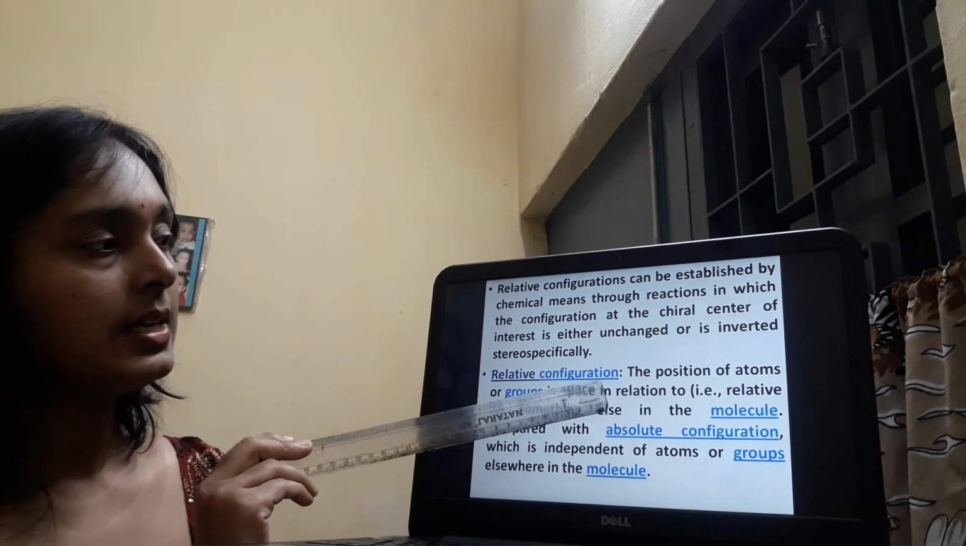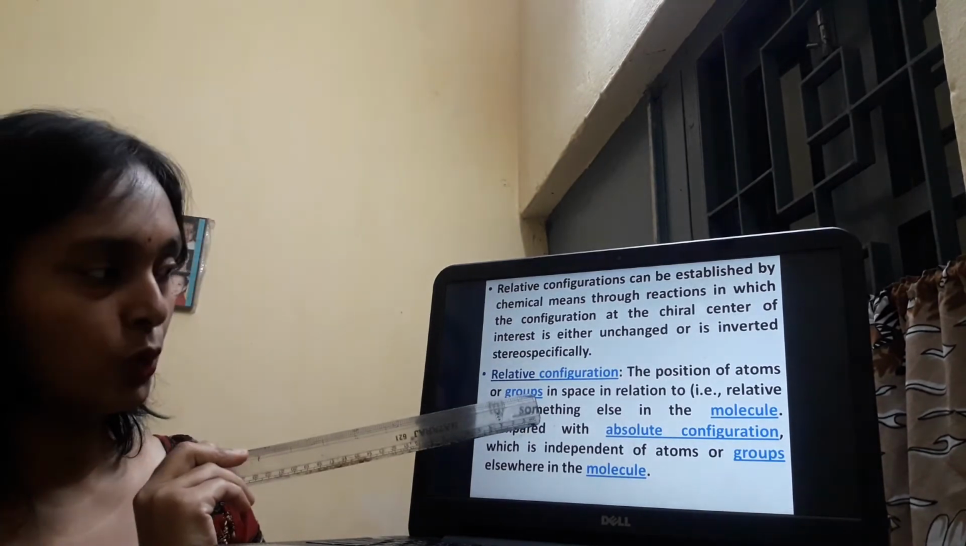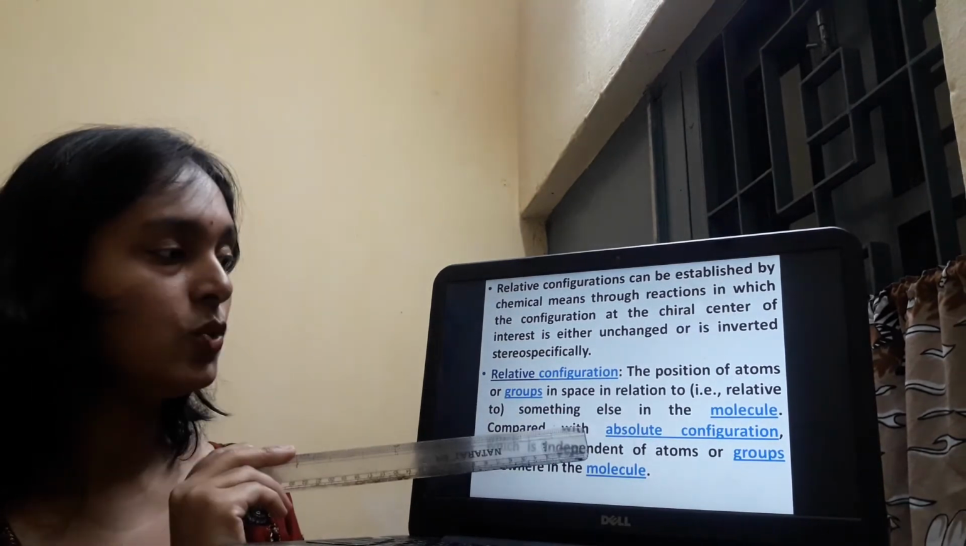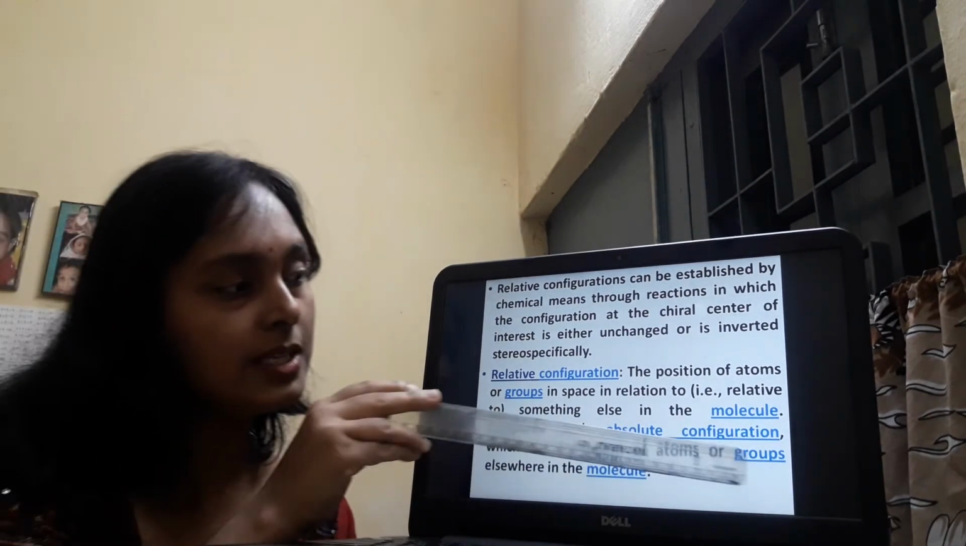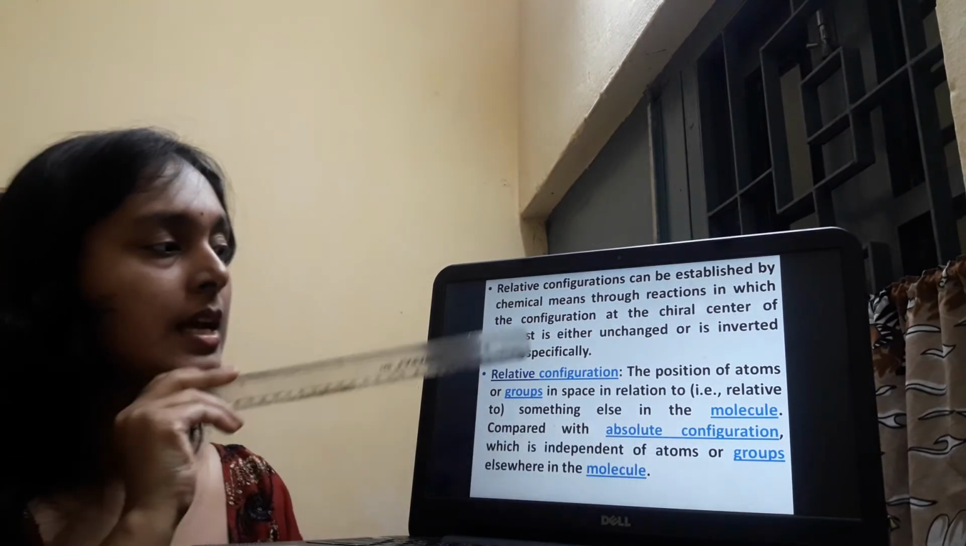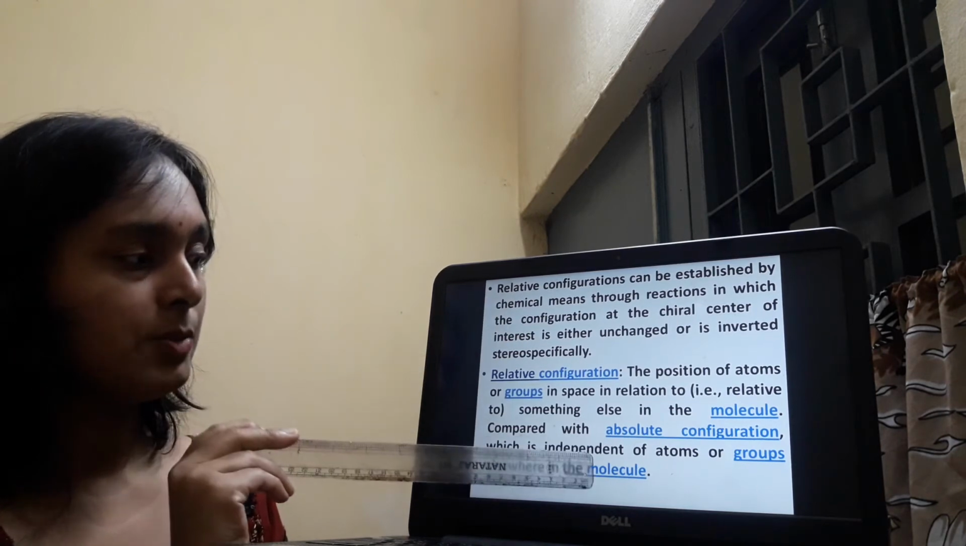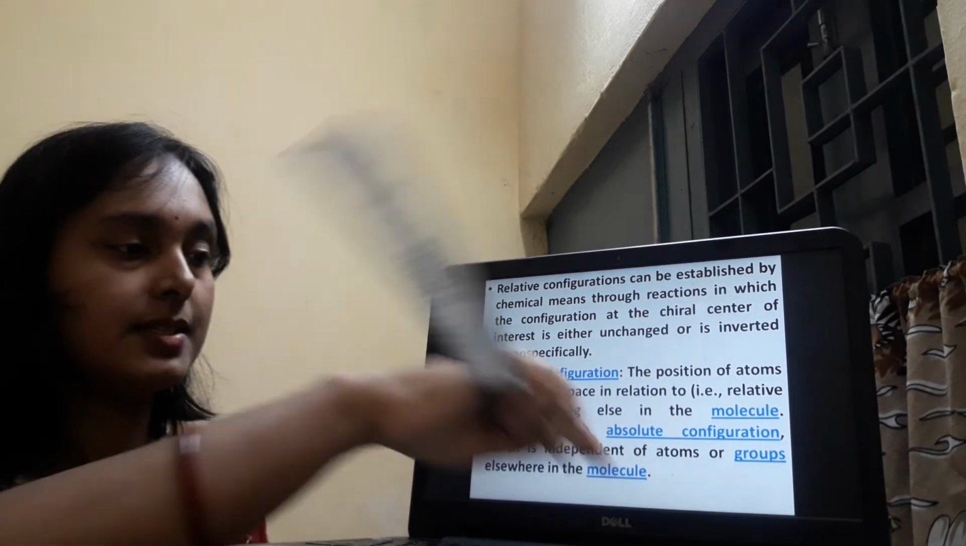So relative configuration is the position of atoms or groups in space in relation to something else in the molecule, compared with absolute configuration, which is independent of atoms or groups elsewhere in the molecule. So in relative configuration there is a relation, but in absolute configuration it is independent. Here for example, relative to the position of the methyl group, the chlorine atom is on the same side of the cyclohexane ring. So chlorine and CH3 are on the same side with respect to each other.